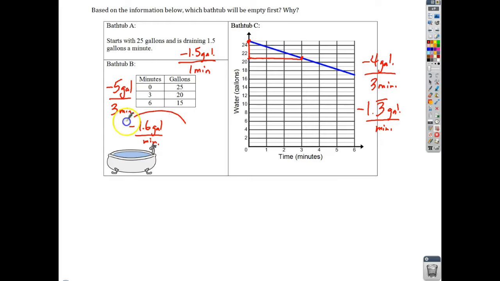Well, this one will empty fastest, okay? Because it's draining the most. It's doing 1.6 gallons for every minute. This one is close, right? It won't be too far behind. It's 1.5 gallons per minute, and this one will take the longest to drain. Okay, so bathtub B.